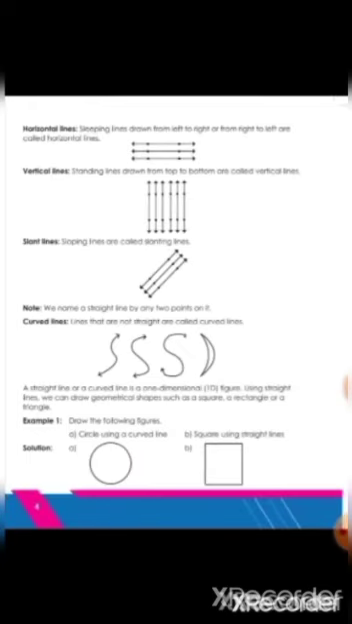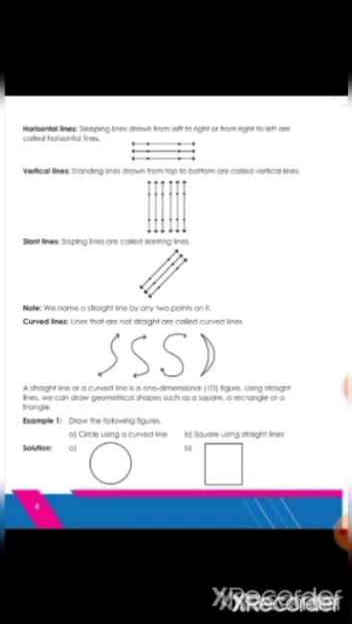Straight lines are 3 types. They are horizontal lines, vertical lines and slant lines. Horizontal lines: sleeping lines drawn from left to right or from right to left are called horizontal lines. Vertical lines: standing lines drawn from top to bottom are called vertical lines. Slant lines: sloping lines are called slanting lines. Curved lines: lines that are not straight are called curved lines. A straight line or a curved line is a one-dimensional figure.